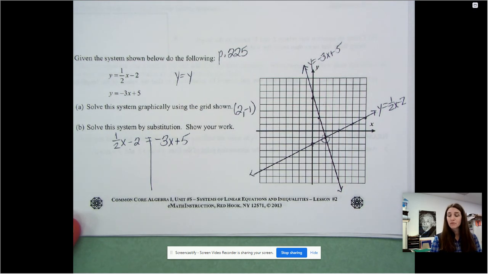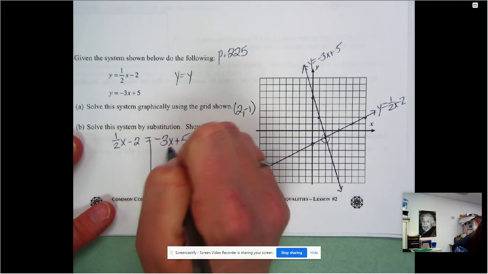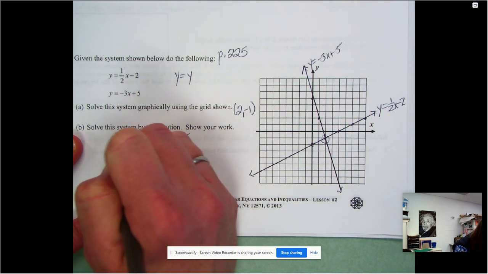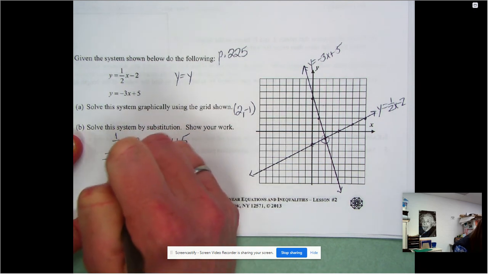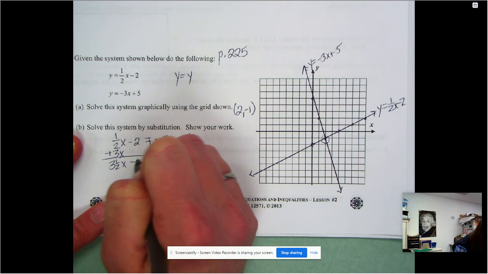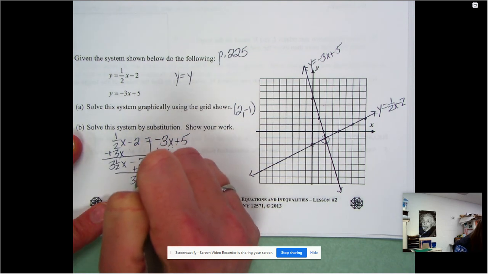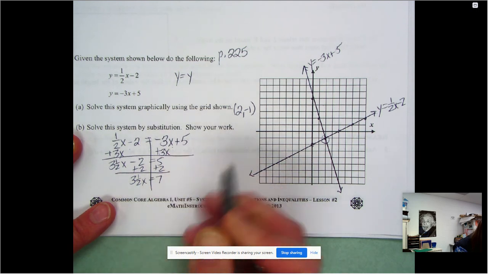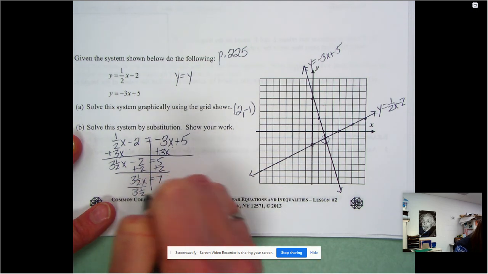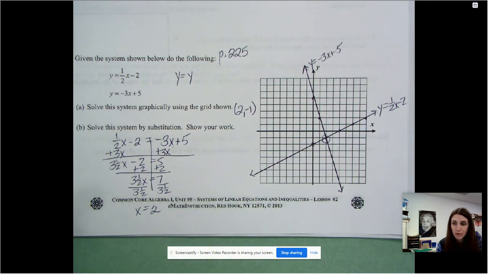Go ahead and pause your video, start solving your equation, and play it when you're ready. Okay, so from here, we're going to add 3x's. I'm going to move those because then I'm going to have positive amounts over here for my coefficient. And I'll add my 2 to both sides. I'll get 3.5x equaling 7. I'm going to divide by 3.5, and hopefully you know that x equals 2. 7 divided by 3.5 is 2.